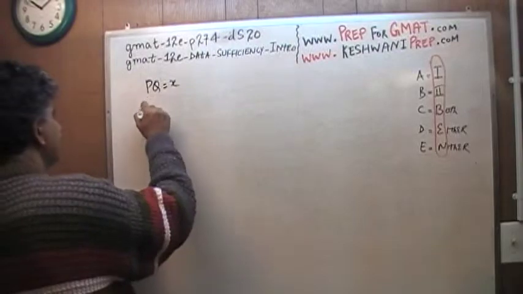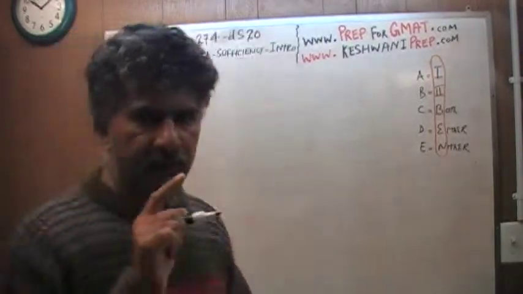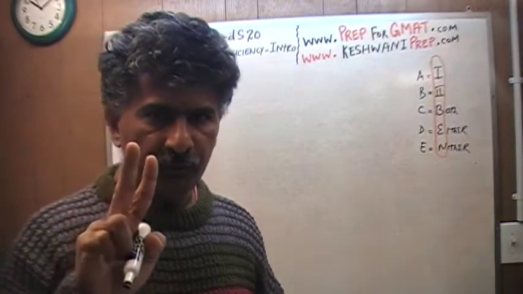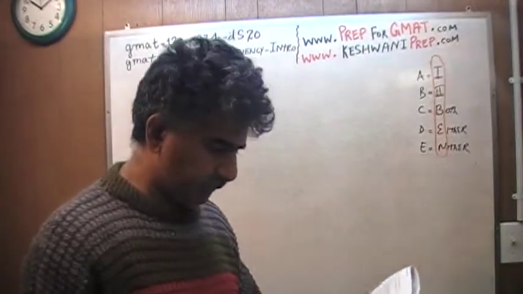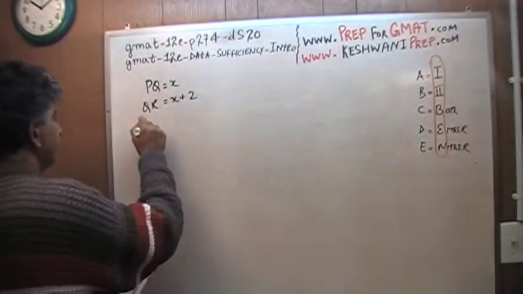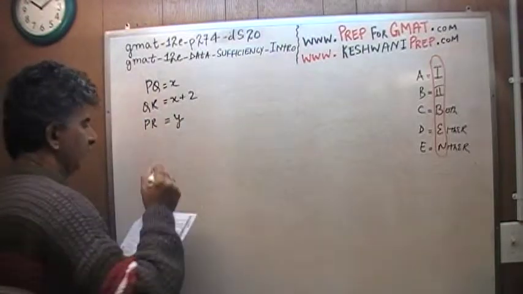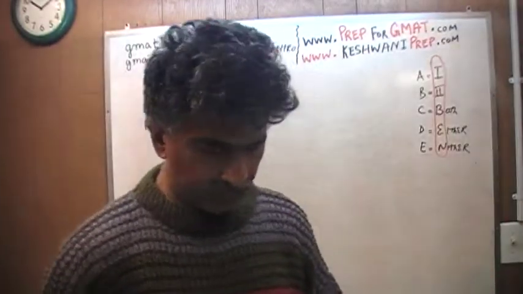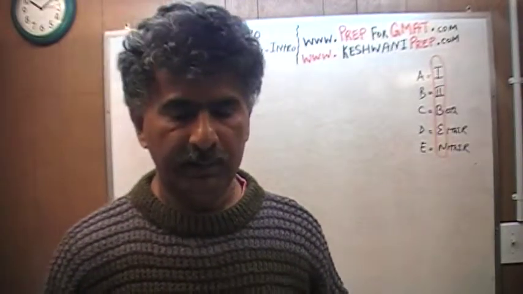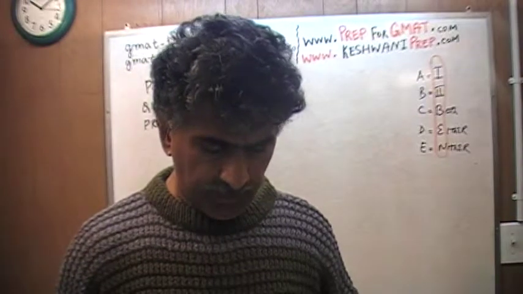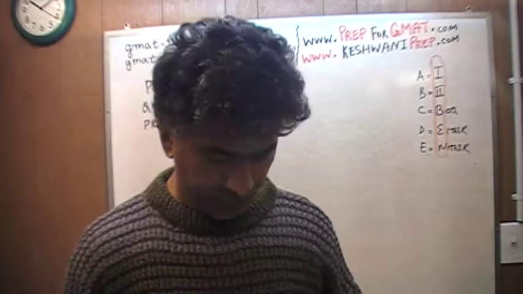QR is X plus 2. So we know that QR, the distance from Q to R, is 2 units more than the distance from P to Q. And then they tell you that PR equals Y. They have not told us anything at all about Y, so we cannot really ascertain the length of PR at this point.